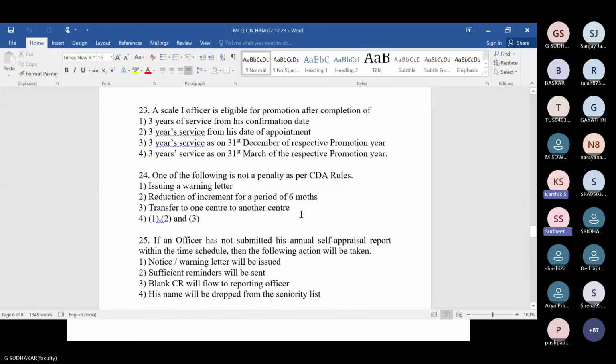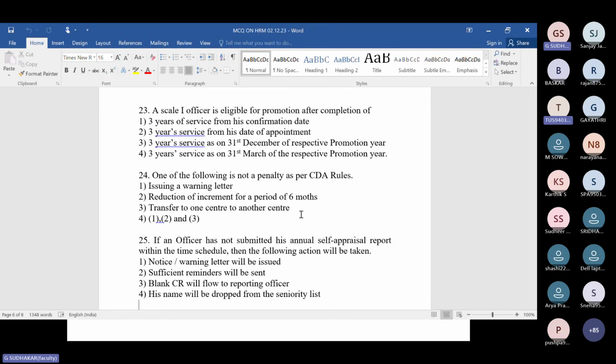24. Transfer from one center to another is not a penalty. Issuing a warning letter is also not a penalty. It is a minor penalty, no? It's a censure. See, there is nothing mentioned about minor or major. Warning letter is not a penalty. That's why I'm telling, read the question. The question says one of the following is not a penalty. All the 3 is the fourth one. 1, 2, 3. Good. Fourth one is a very good answer. So issuing a warning letter is not a penalty.